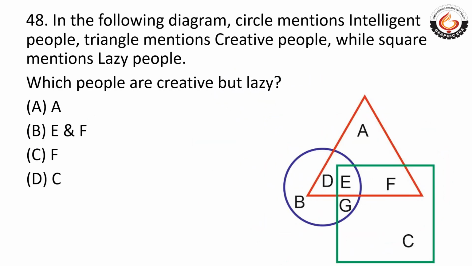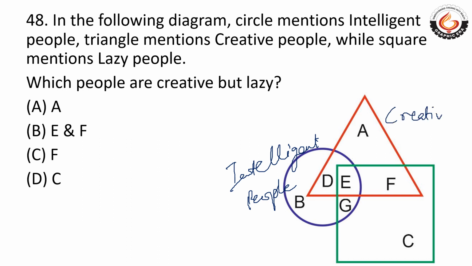Now this is something in which question will be given and the things will not be in the figure numbers, it will be alphabets over here. So we'll start with the first one again. Which people are creative but lazy? Now they have not given which figure denotes what. We'll have to read it from the question. Circle means intelligent people, so we shall write it as intelligent people. This triangle means creative, and this square means lazy.